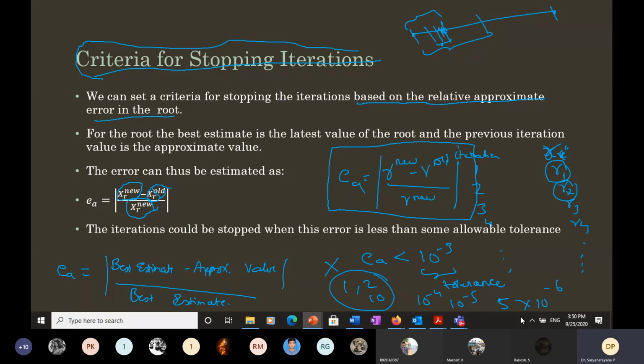At any point, you should know what is the root that you found for this iteration, and also what is the root you had for the previous iteration. Okay.